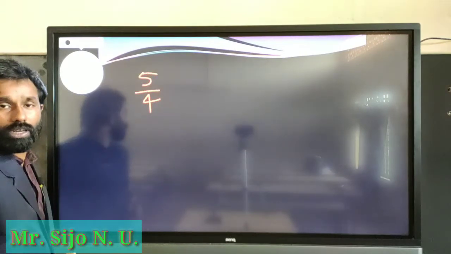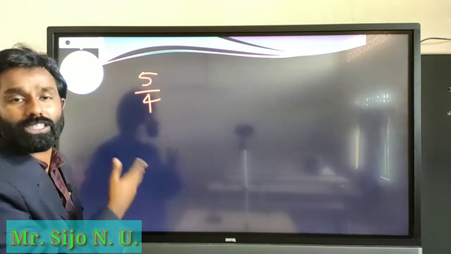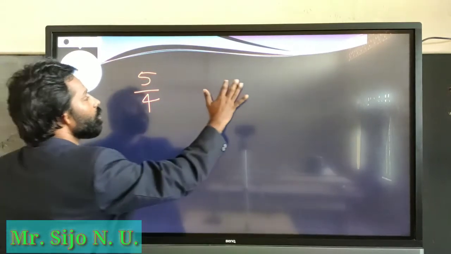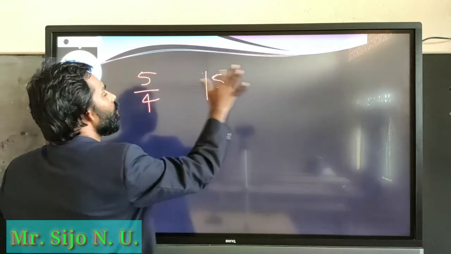Well, it is a rational number. We have to find out the decimal expansion of this number. How can we find it? Well, we need to divide. So 5 divided by 4.